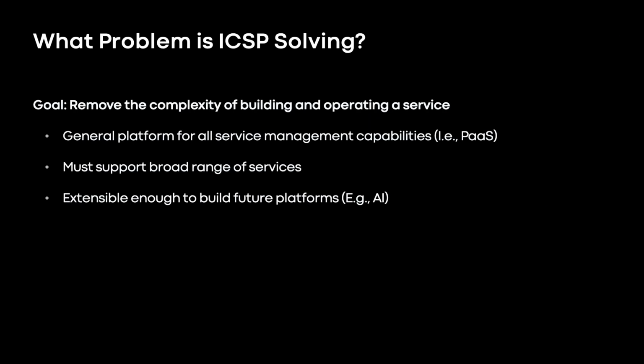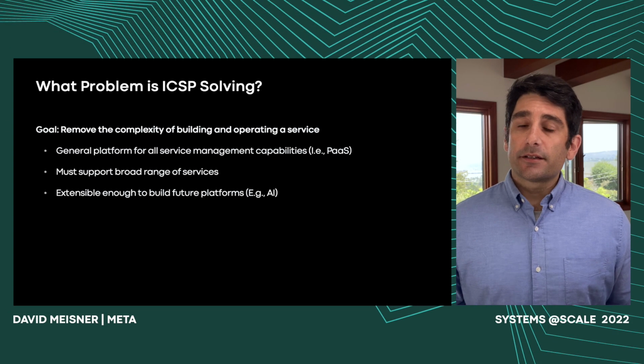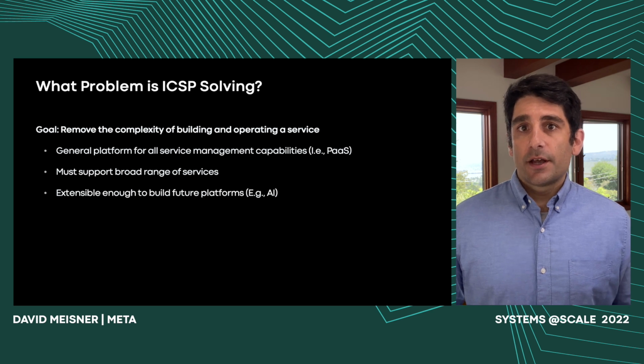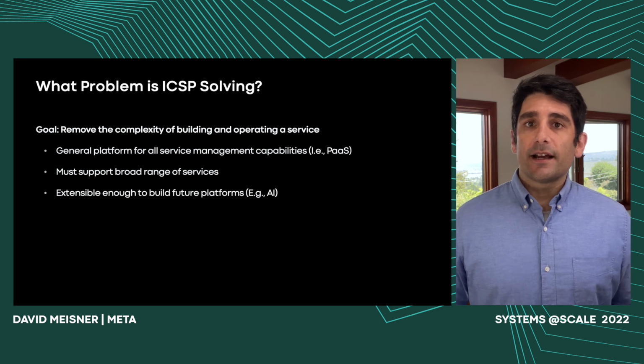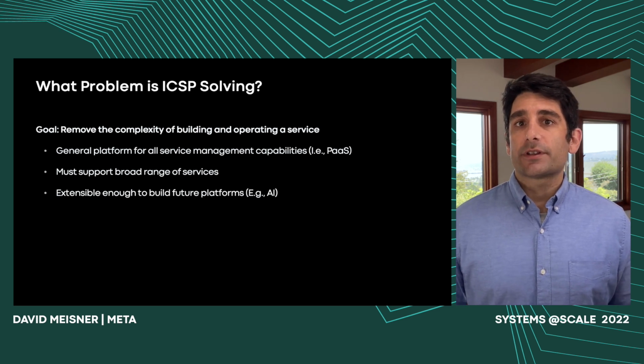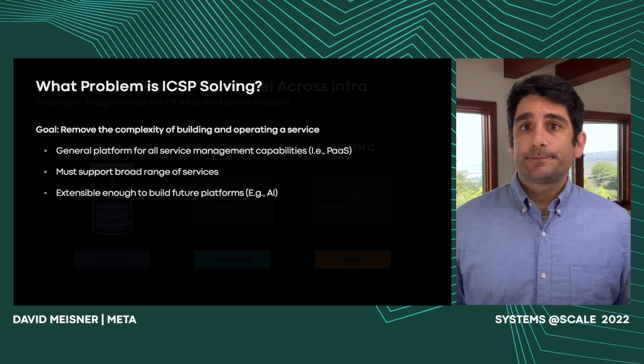So what problem is ICSP trying to solve? Our goal is to reduce the complexity of building and operating services at Meta. You can think of this a little bit like a general purpose platform that we're providing for service owners to use the service management capabilities that they need to operate a service properly. And so it's a little bit like a platform as a service offering, but the breadth and complexity of applications we need to support is generally broader. We also need this to be extensible as we have an eye towards AI applications that are up and coming, and we want to make sure that this platform supports these as well.